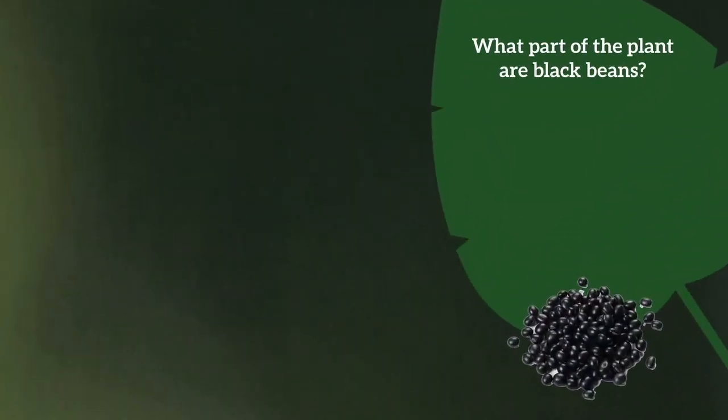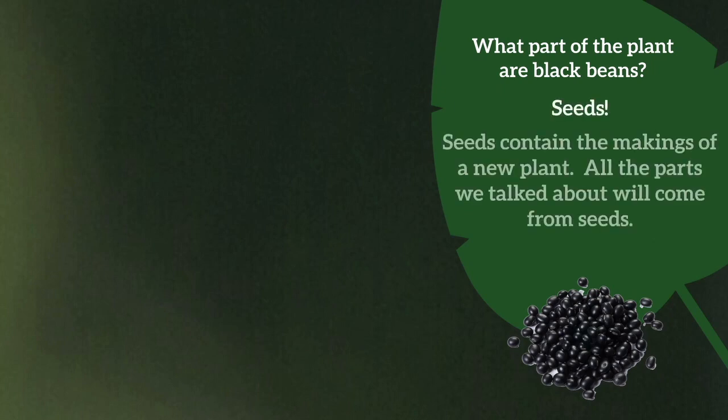And lastly, we have black beans. What part of the plant would black beans fall under? Seeds is correct. Seeds contain the makings of a new plant. All the parts we talked about will come from seeds. Peas are also considered seeds.